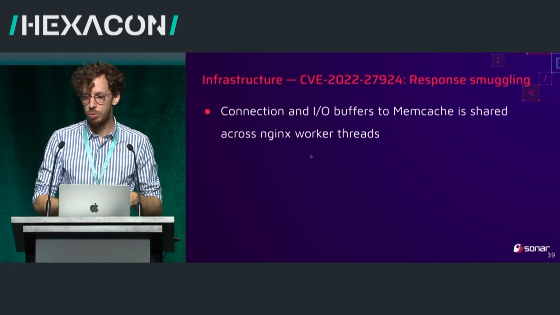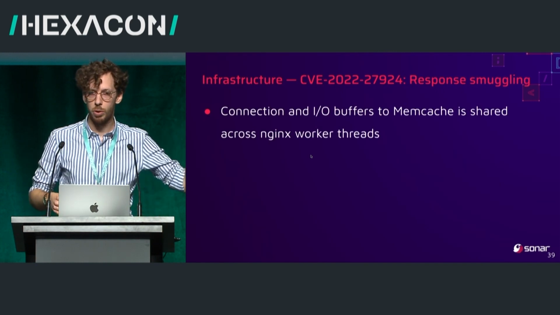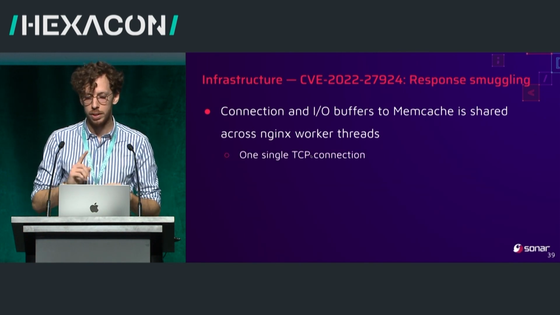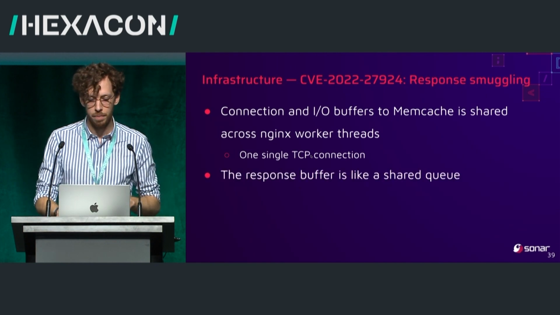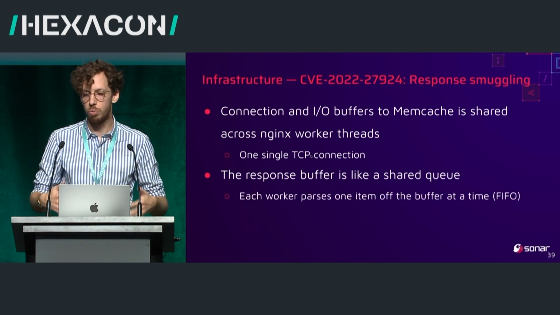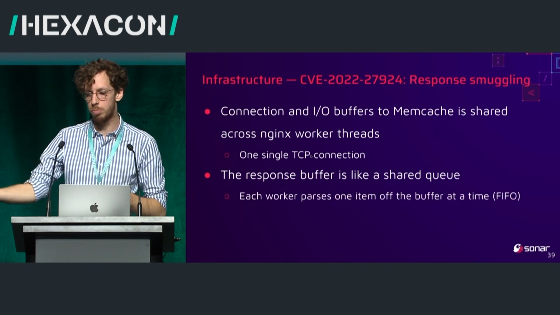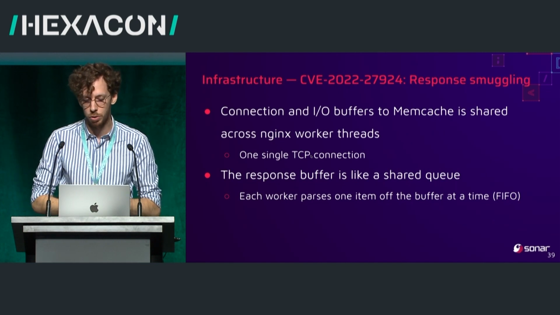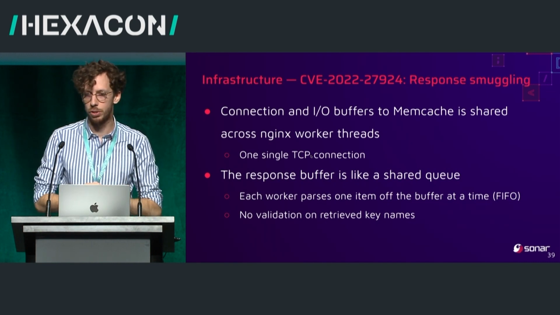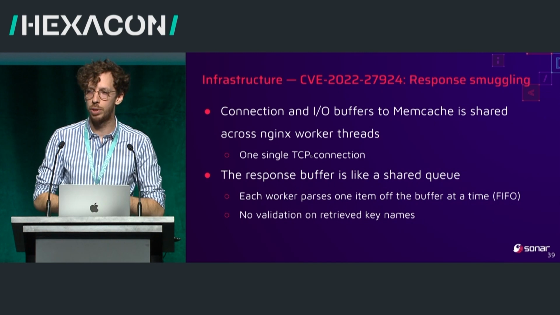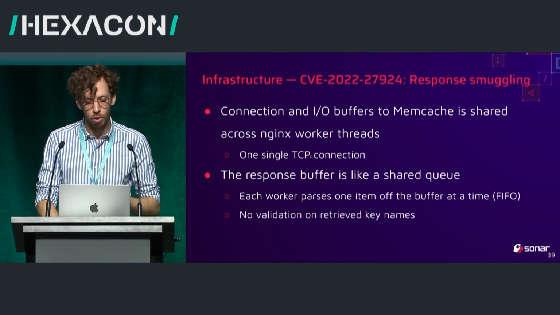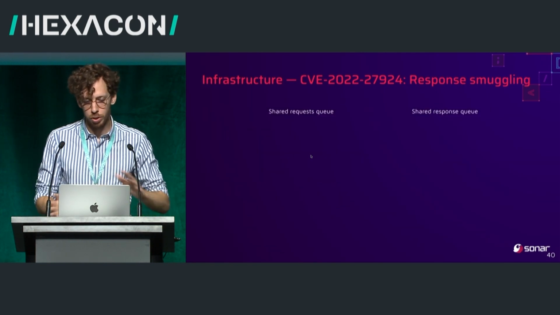So the connection to memcache and all the I/O buffers, like all the request buffers and response buffers, are shared across Nginx worker threads. That means there is one single TCP connection from Nginx to memcache. And the request buffer and the response buffers are like a queue. So each worker puts a request, and they are responsible for pulling the response out of this queue. It's a FIFO stack in a way. And another good thing to know is there is no validation on the retrieved key names. If I'm worker A and I'm requesting key A, if somebody is giving me key B, I don't care. I'm just taking the value out of it. There is room for a lot of race condition bugs in there, but we're not going to look at it.